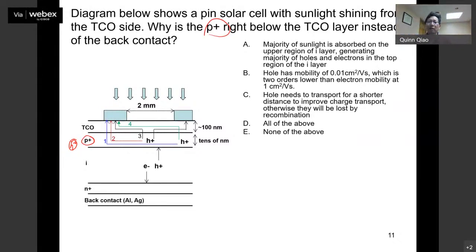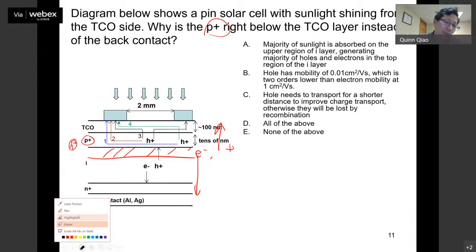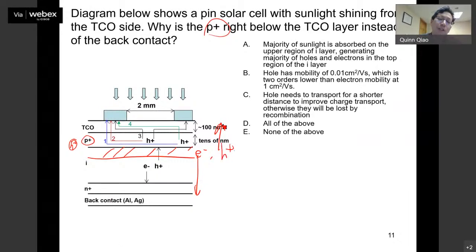The reason is that the majority of the sunlight will be absorbed in the top layer, close to here, right? When you generate electron-hole pairs, the electron has very high mobility and can transport a long distance. That's why you want the electron to go all the way down. You want the hole to go up because the hole has slower mobility and the distance is shorter for it. That's why the answer here will be ABC.